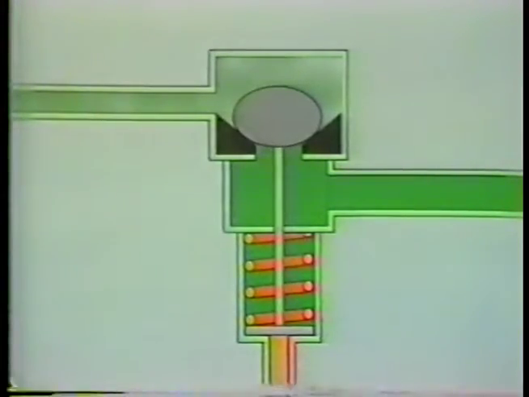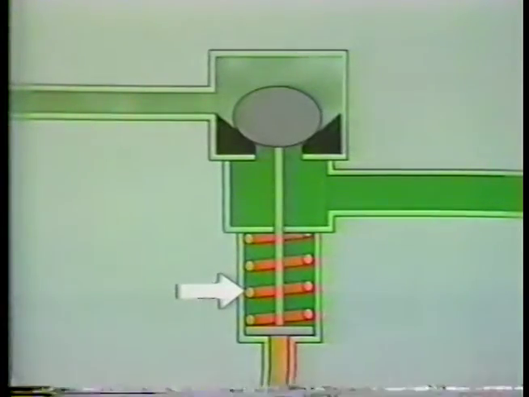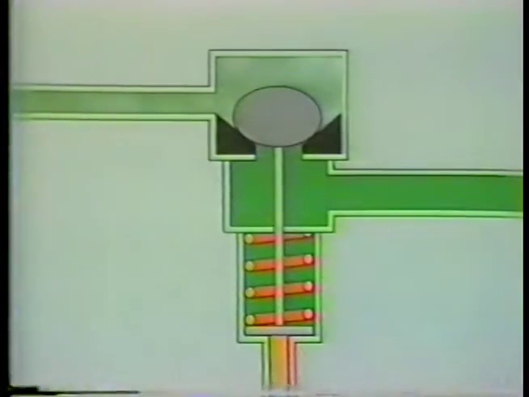The main stop valve consists of a valve disc, a valve seat, a valve stem, and a hydraulic actuator. The hydraulic actuator has a piston that's acted upon by hydraulic oil and a compression spring. During normal operation, the valve is held fully open.